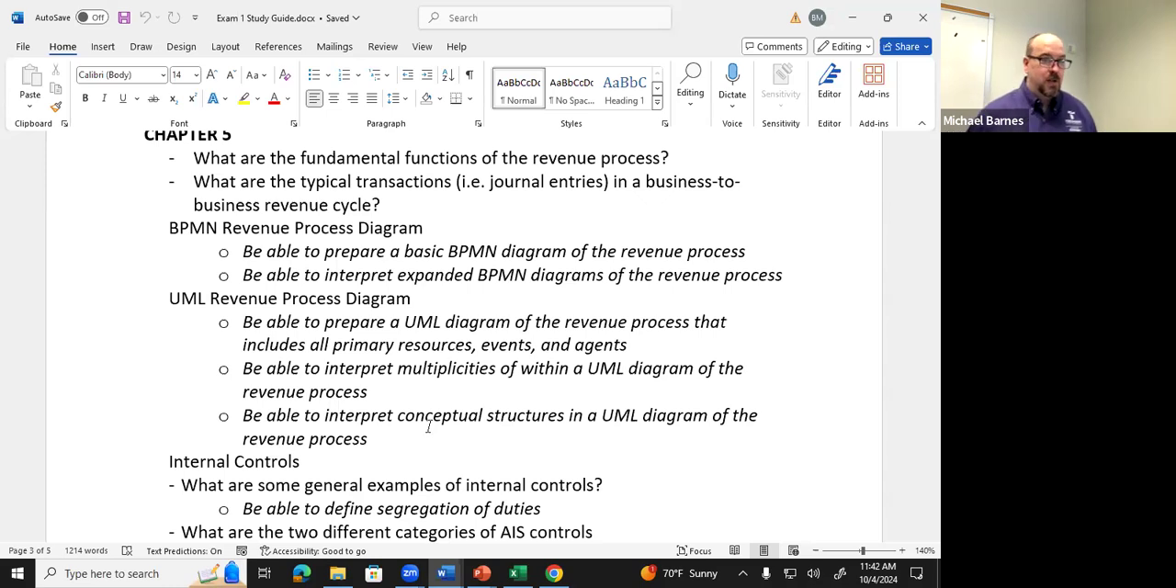So you do need to be familiar with those, because you have taken your accounting courses, so you should be familiar with them because they relate to what we talk about in the diagram. All right.